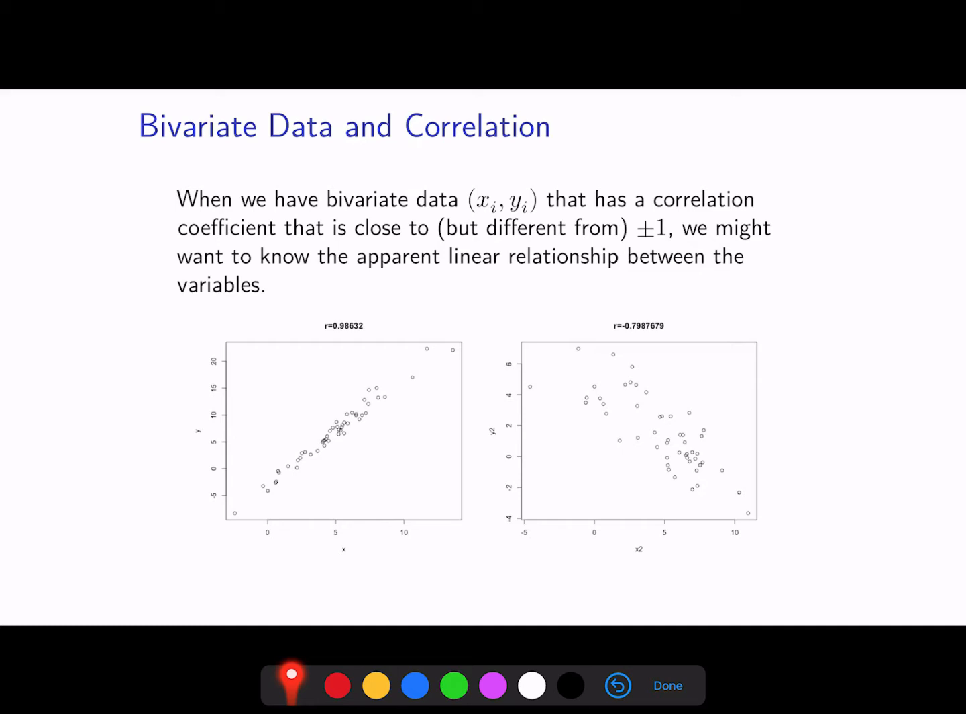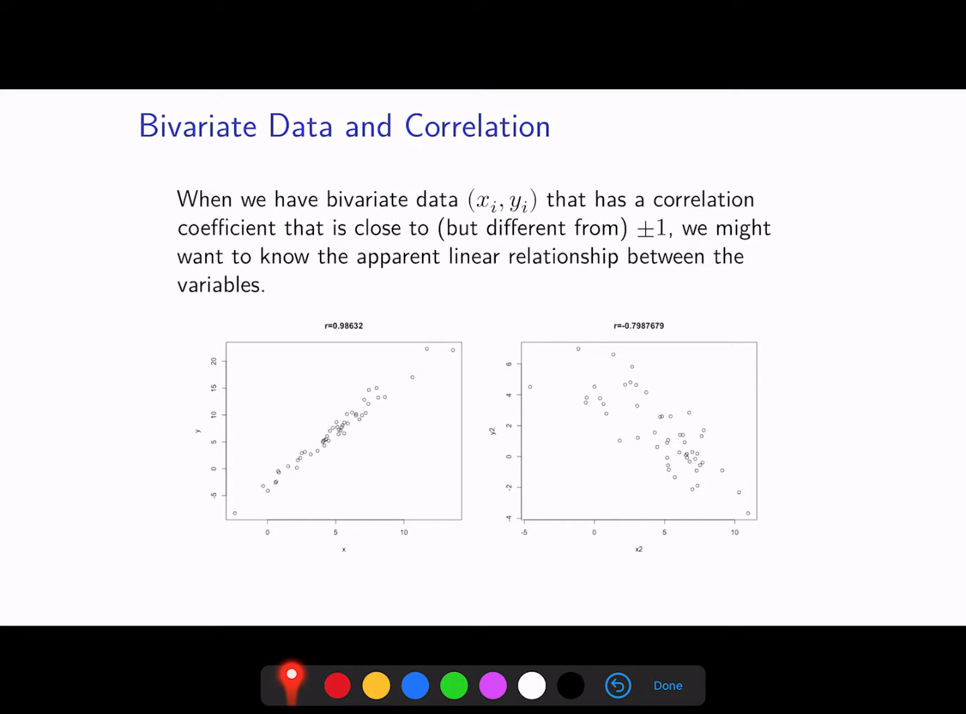If our correlation coefficient is close to, but not equal to, plus or minus 1, then we might say that our data looks like it's trying to fall into a line, and the closer the correlation coefficient is to plus or minus 1, the more successful that data is being. If we have a correlation coefficient that is close to plus or minus 1, we might want to know what is that linear relationship that the data seems to be trying to communicate to us.